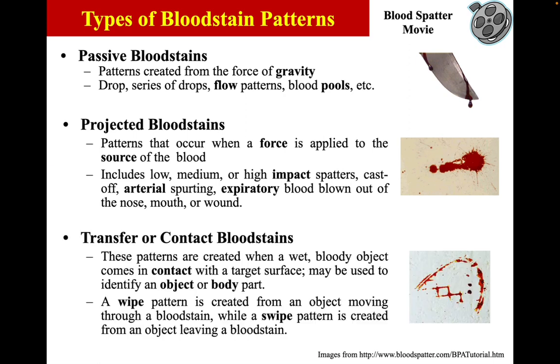The third type is a transfer or contact blood stain. This happens whenever a wet or bloody object comes in contact with another surface, and it can be used to identify an object or body part. And then a wipe is a pattern that's created from an object moving through a blood stain, while a swipe pattern is created from an object leaving a blood stain. So a wipe would be like if you walked through a puddle of blood and you created a white blood stain, whereas a swipe could be if you were bleeding on your hand and you moved your hand across the wall.